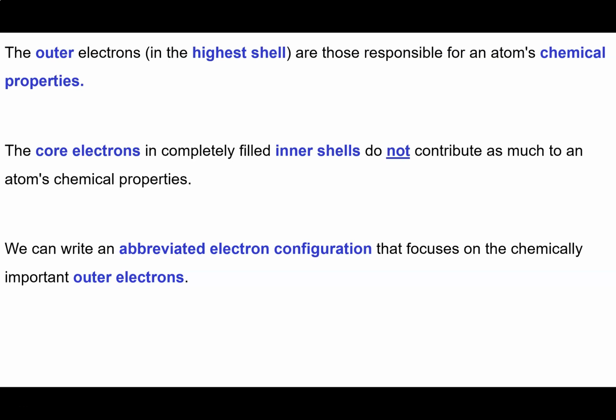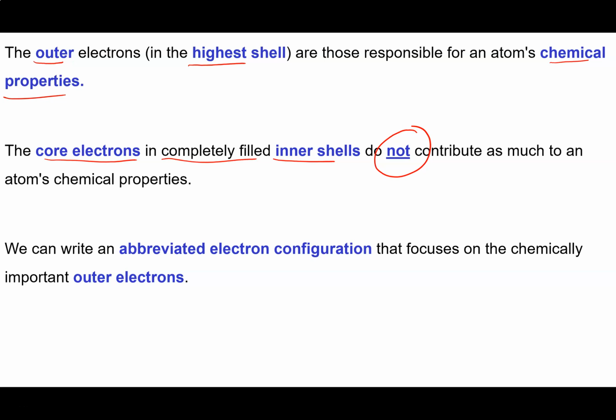So it's important to realize that it is the outermost electrons of an atom, those that are in the highest shell, that are responsible for an atom's chemical properties, because it's through those electrons that an atom interacts with other atoms. Those electrons that are not in this highest shell, what we call the core electrons, are in completely filled up inner shells, and they don't contribute as much to an atom's chemical properties. They're not sensed as much by other atoms when two or more atoms come together.